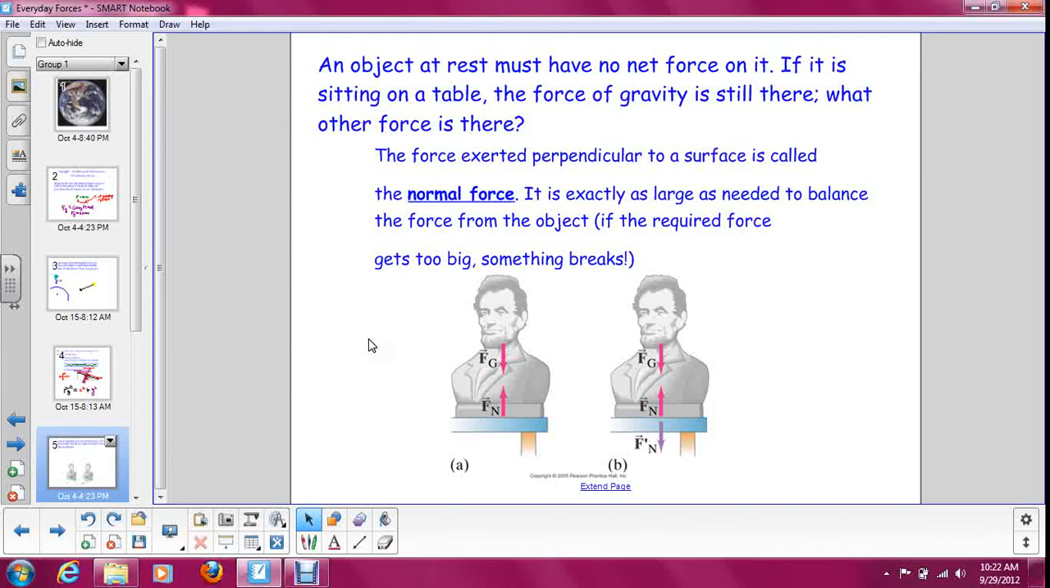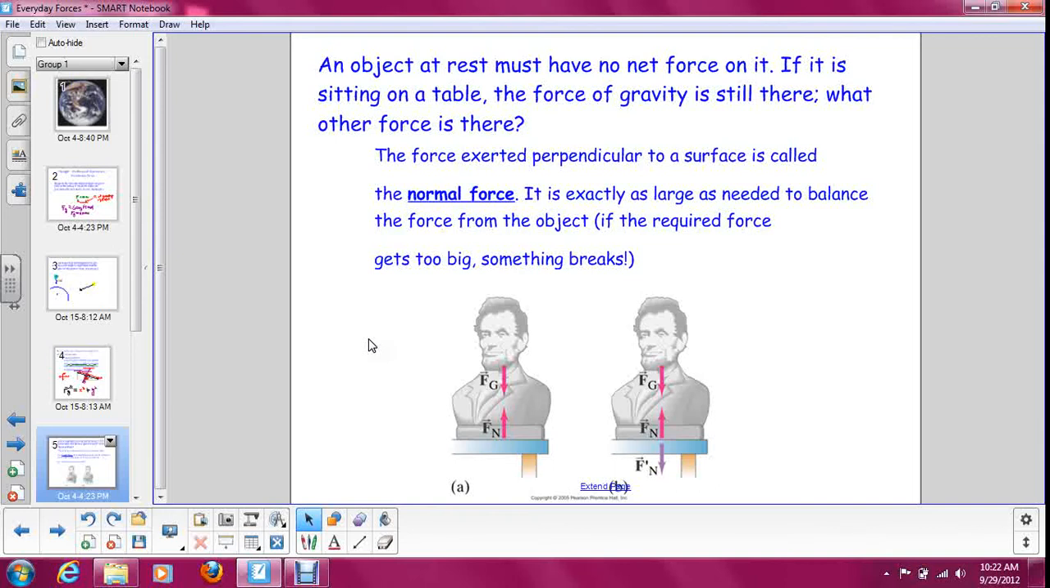So here we have Lincoln, and he's sitting on a table, and gravity is pulling him down. But he doesn't accelerate toward the center of the earth, so we know there must be another force balancing out gravity so that there is no net force acting on him. And that is the normal force right here. It is only as large as it needs to be to balance the force from the object.